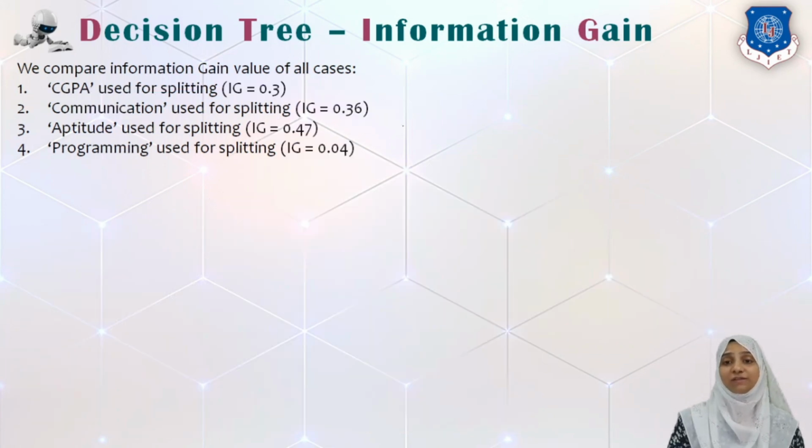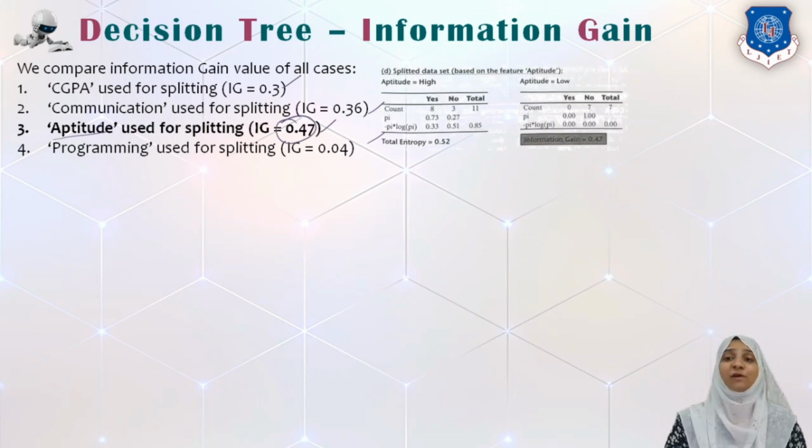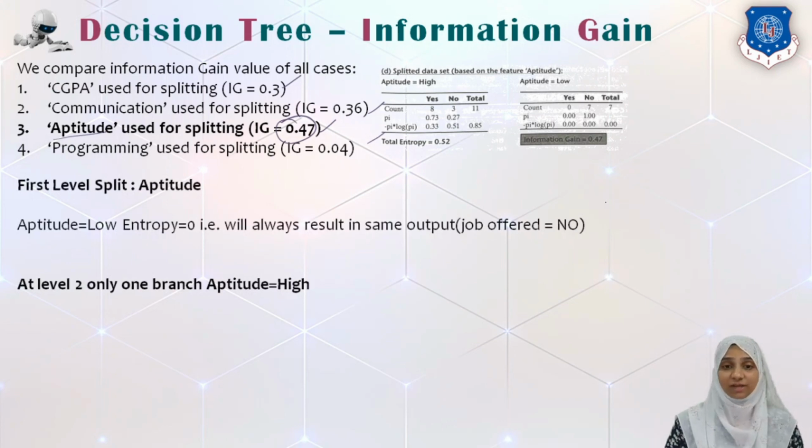So out of all these values, 0.3, 0.36, 0.47 and 0.04 that we have just calculated, the largest value is 0.47. That means our first branching will be performed based on aptitude because it has the highest information gain. So first level splitting will be based upon the aptitude attribute, and within this particular distribution, as you can see, entropy is 0 when the aptitude is low.